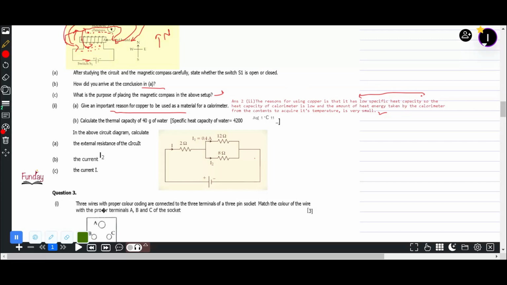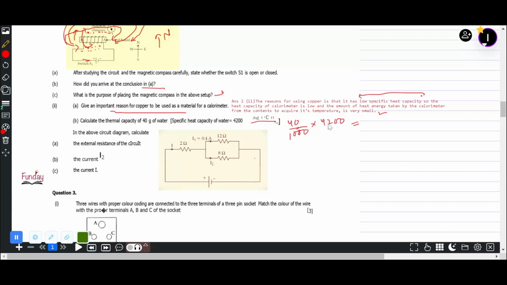To find the delta T. Calculate the thermal capacity of 40 gram of water. Specific heat capacity of water is 4200. So how will you do it? Think for a moment. So you have 40 grams of water, while the specific heat capacity is given in joule per kg per centigrade. So we'll have to convert grams to kilograms. It will be 40 into 1/1000 into 4200. That is the thermal heat capacity.